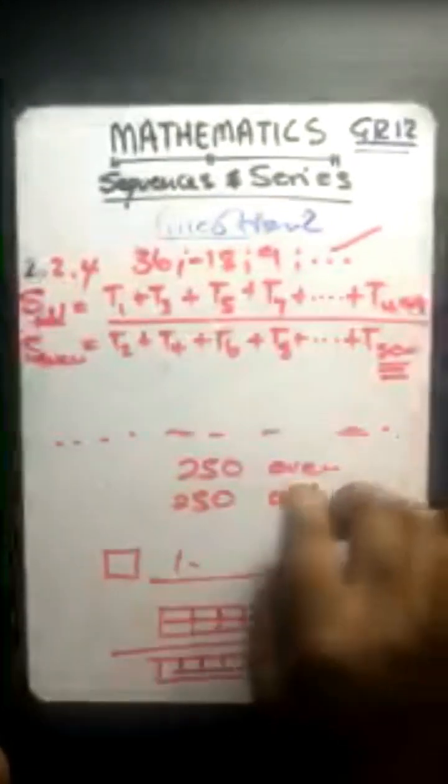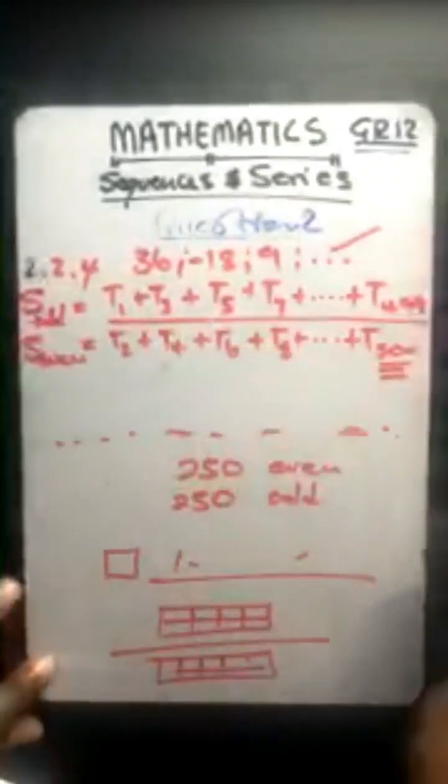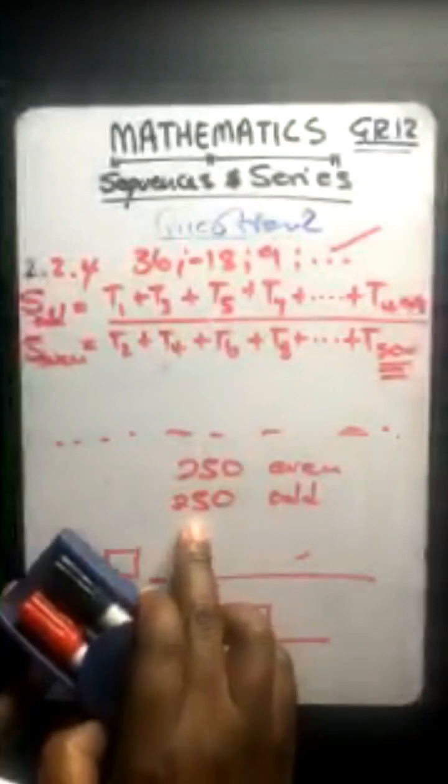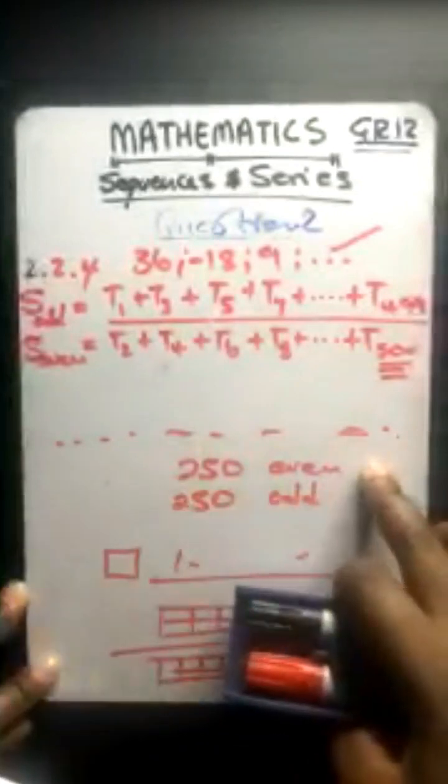You do the same for the even. You add this, skip that, add that. And then you are also going to add 250 times. Then the answer that you got when you added those, you divide by the answer that you got from the other, which is a very long process to do.